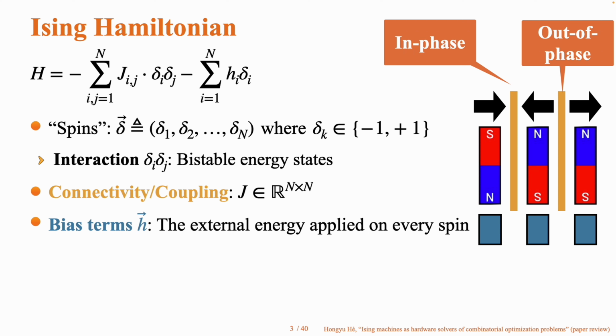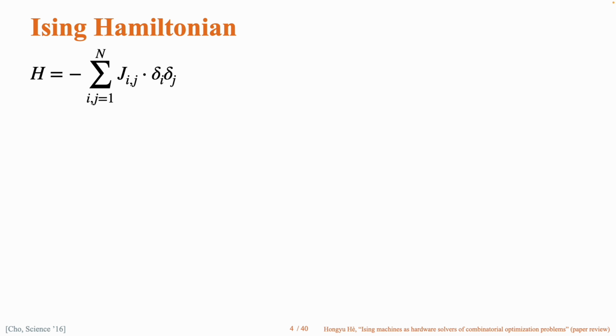If they are strong enough, they can flip some of them or all of them in terms of their spin configuration. And as we will see from the second paper we'll discuss in a minute, the Ising Hamiltonian can be simplified in this form by fusing the second bias term into the first term.